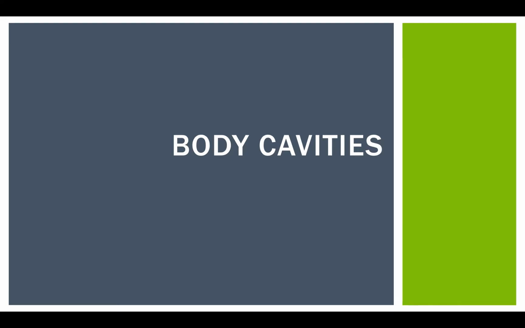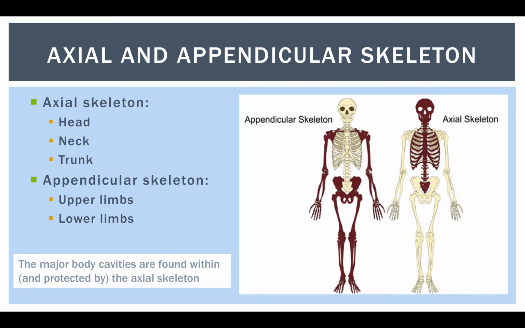The body is organized into several cavities or open spaces, and these open spaces are protected by your musculoskeletal system for the most part and contain lots of different organs. Before we talk about the body cavities themselves, it's important to understand the division of the axial and appendicular skeleton.